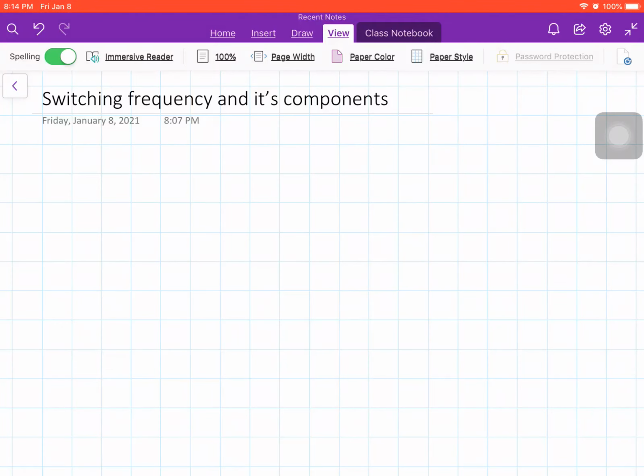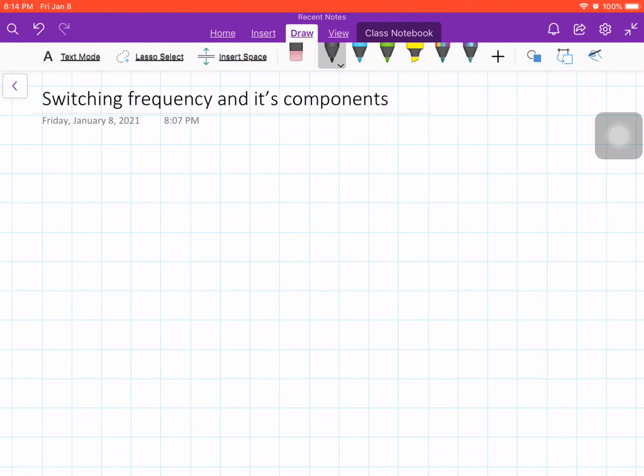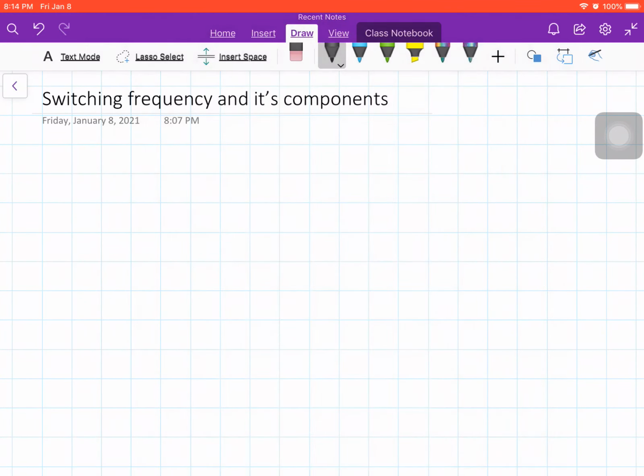So in this class, we'll try to see what are switching frequency components in a power electronic circuit. So let's start with a very simple circuit in which there is no energy storage element at all.